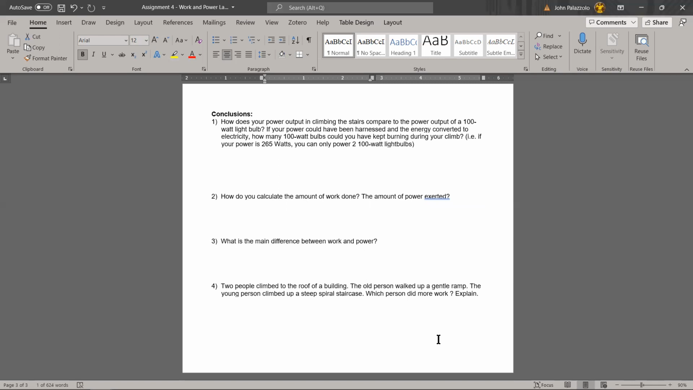And then finally, 2 people climbed to the roof of a building. An old person walked up a gentle ramp. The young person climbed up a steep spiral staircase. Which person did more work, and explain? I'm not asking you to necessarily go into the trigonometry of this. When I say work, I'm not really talking about exertional work or perceived work. I'm looking at mechanical work.